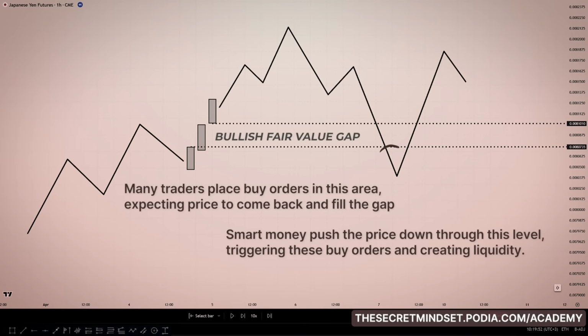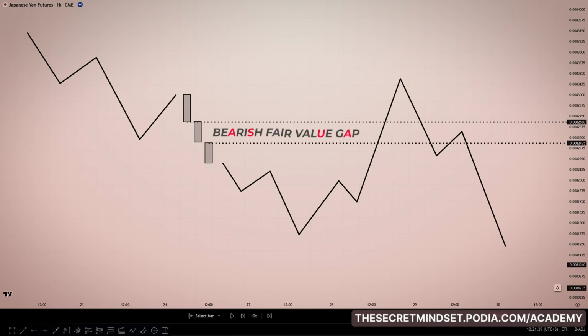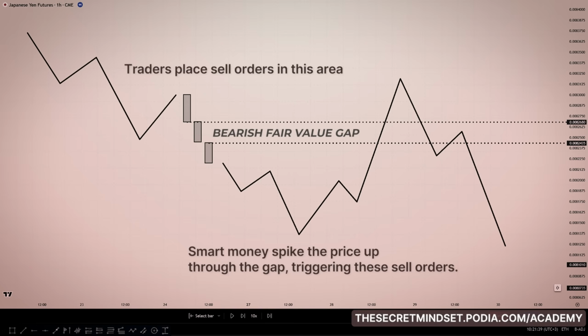Smart money might push the price down through this level, triggering these buy orders and creating liquidity. The same happens with bearish fair value gaps above the current price. Traders often place sell orders in these areas. Smart money might spike the price up through the gap, triggering these sell orders. That's why maybe 90% of fair value gaps fail, but that's a topic for another video.